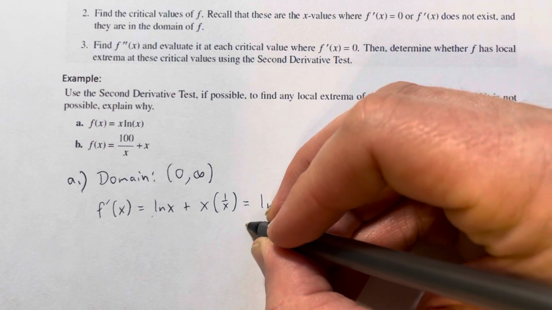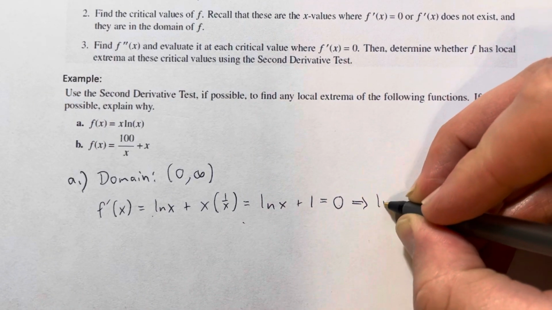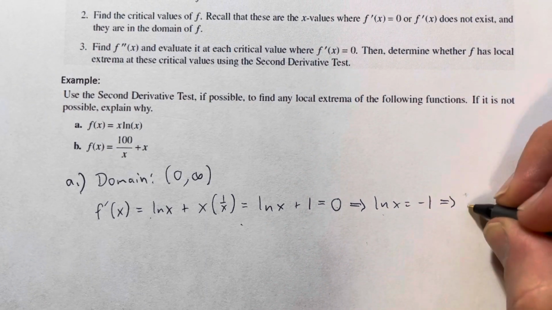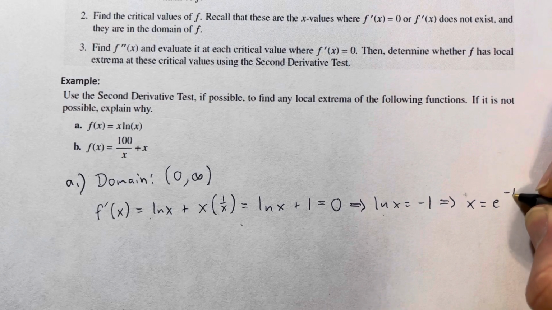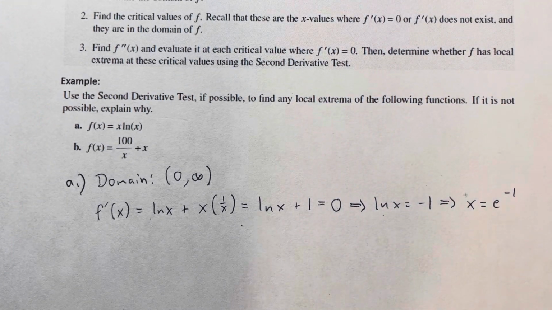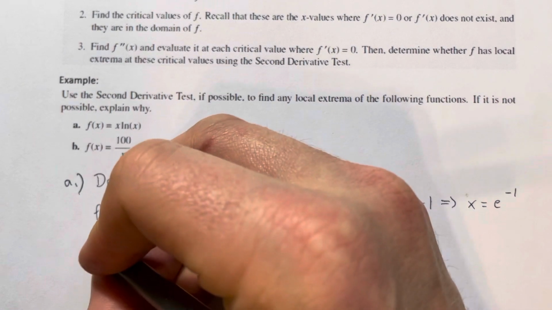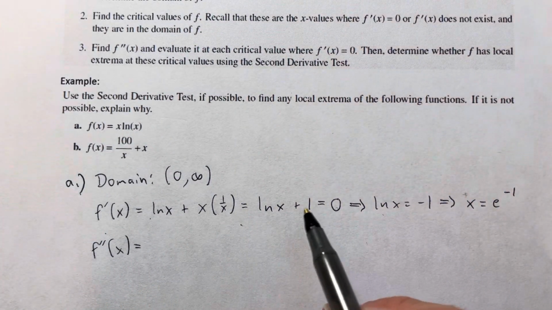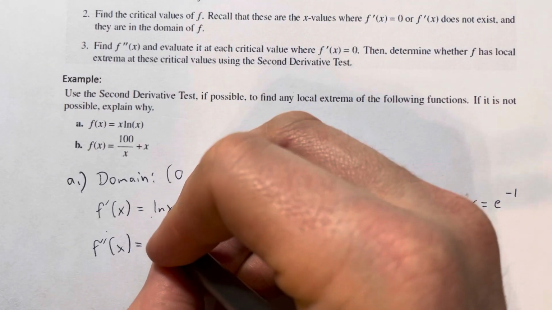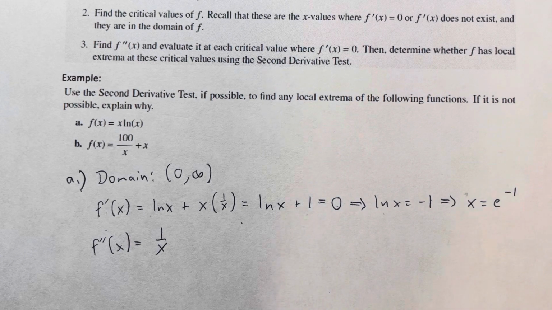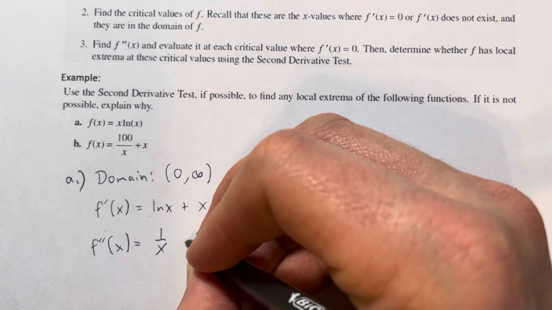Here, if I wanted to solve this for x, I would have the natural log of x equals -1. Take e to the power of both sides, and I get x equals e to the -1 power. So that's the one critical value that I get in this whole thing. Next step, what I want to do is take the second derivative. So what is f double prime of x? Well, natural log of x is equal to 1 over x when I take its derivative, and then the 1, of course, goes to 0.